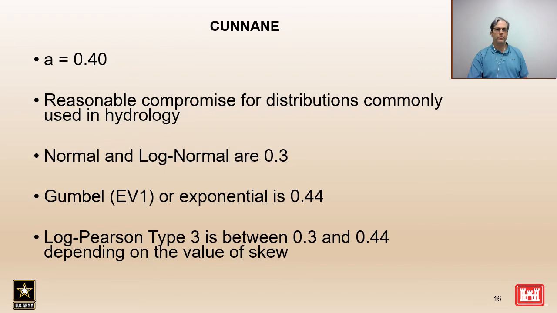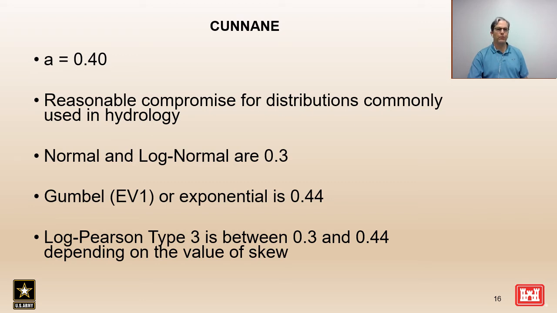The last plotting position formula we're going to take a look at today is the Cunnane formula, which has an A parameter equal to 0.4. This is proposed as a reasonable compromise for the distributions that are commonly used in flood hydrology. So what makes this a reasonable compromise?